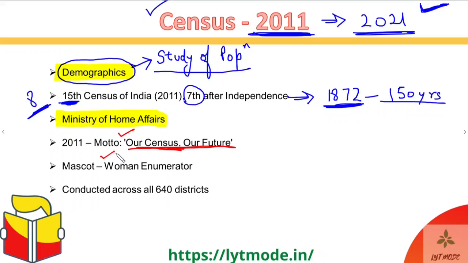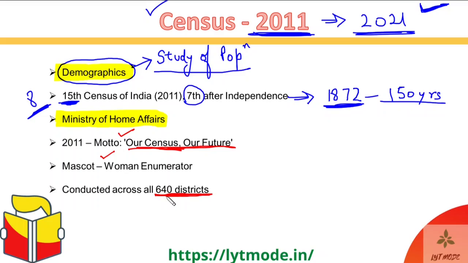Okay, guys. Moving ahead, in how many districts was this census recorded? So this census is generally recorded from every district of India. Okay, so at that particular time, approximately 10 years back, there were 640 districts in India, and from 640 districts the data was collected in this census.